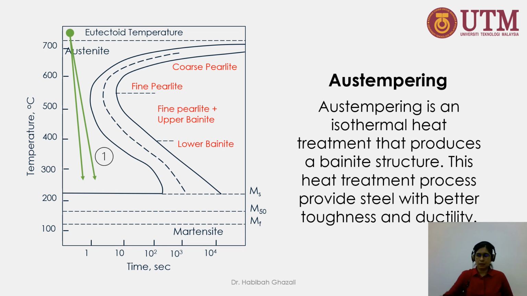So in this TTT diagram, we know that bainite will be transformed within this range. Depending on which bainite we want to transform, we can quench it to any temperature within this range. And they hold it for a certain period of time where bainite will start to transform here and end the transformation there. At room temperature, the microstructure will be bainite.